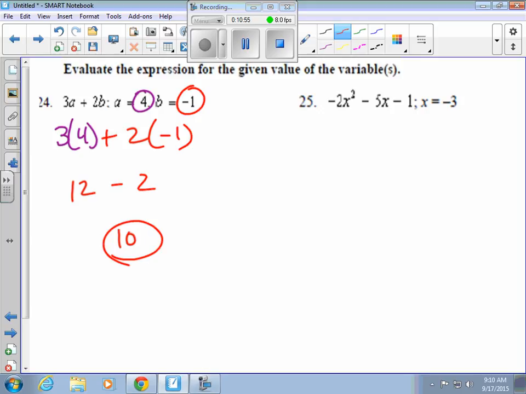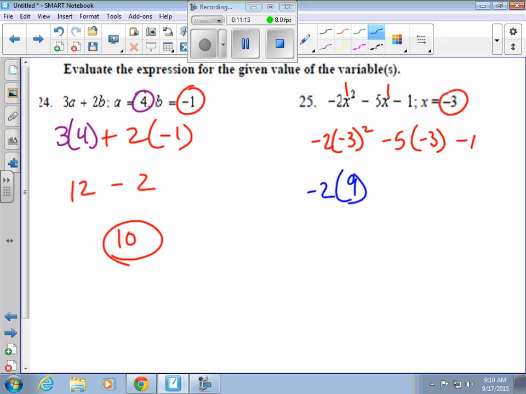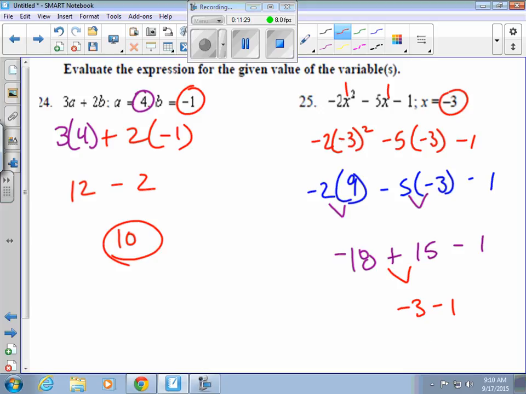Negative 2 times x squared minus 5x minus 1 when x is negative 3. Again, in place of x. Negative 2 times negative 3 squared minus 5 times, again, negative 3 minus 1. Exponents first. Negative 3 squared is negative 3 times negative 3 is positive 9. It's still right next to negative 2. Then it says minus 5 times negative 3 minus 1. Do your multiplication next. This times this is negative 18. This times this, a negative times a negative, we know is a positive 15 minus 1. Those put together is negative 3 minus 1, and those are negative 4.